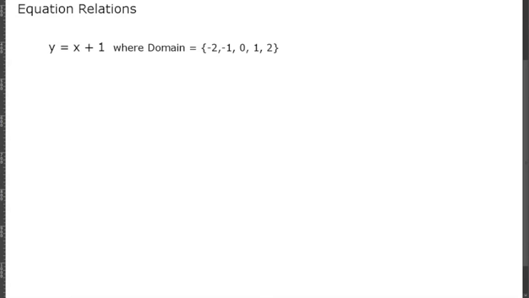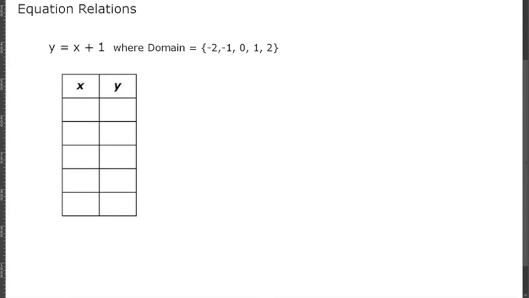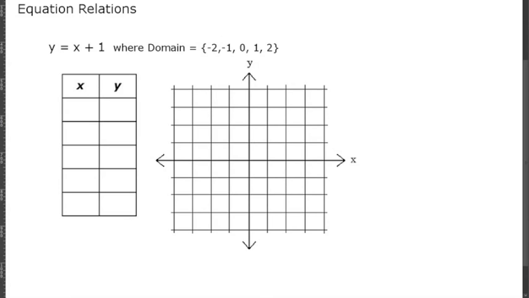In this video, I'm going to go over equation relations. Now, let's look at the linear equation y equals x plus 1, where the domain is -2, -1, 0, 1, and 2. We're going to graph this and solve for the solution set. Let's use an xy table to help us graph this and find the solution set.